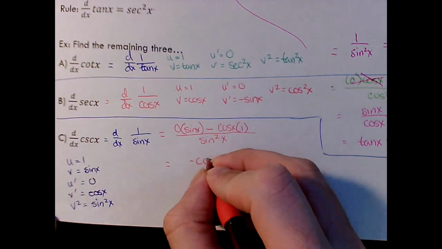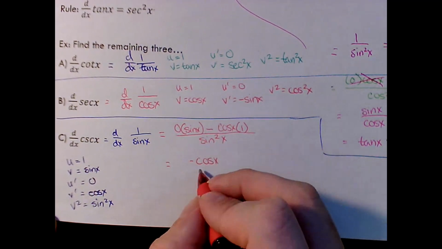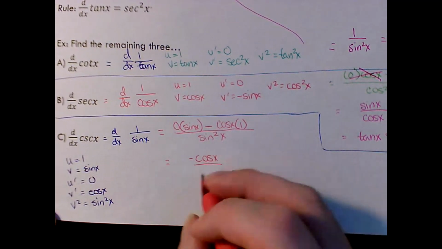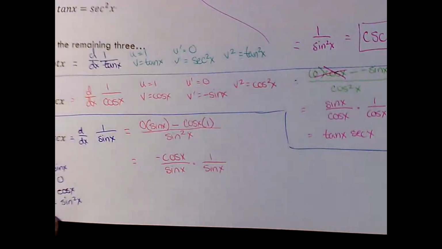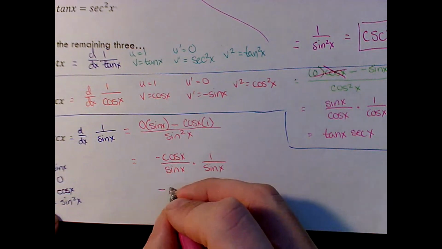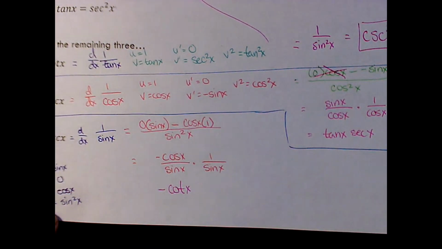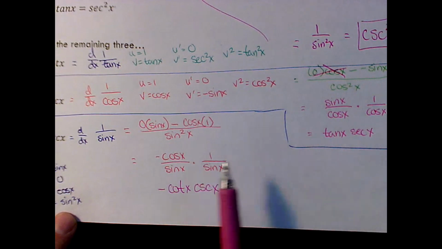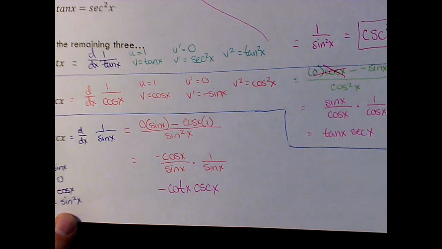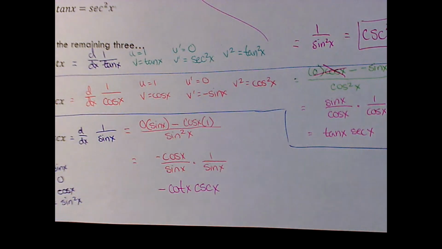You become negative cosine x. Now watch again, I'm going to write out sine x over sine x times 1 over sine x. Negative cosine x over sine x is going to be negative cotangent x, times 1 over sine x, which is cosecant x. So most of you probably guessed that you would get cotangent and cosecant. A lot of us probably didn't realize that the negative is going to be thrown in there, because you're taking the derivative of a cosine function, which gives you a negative sine. Easy to forget. But there they are.